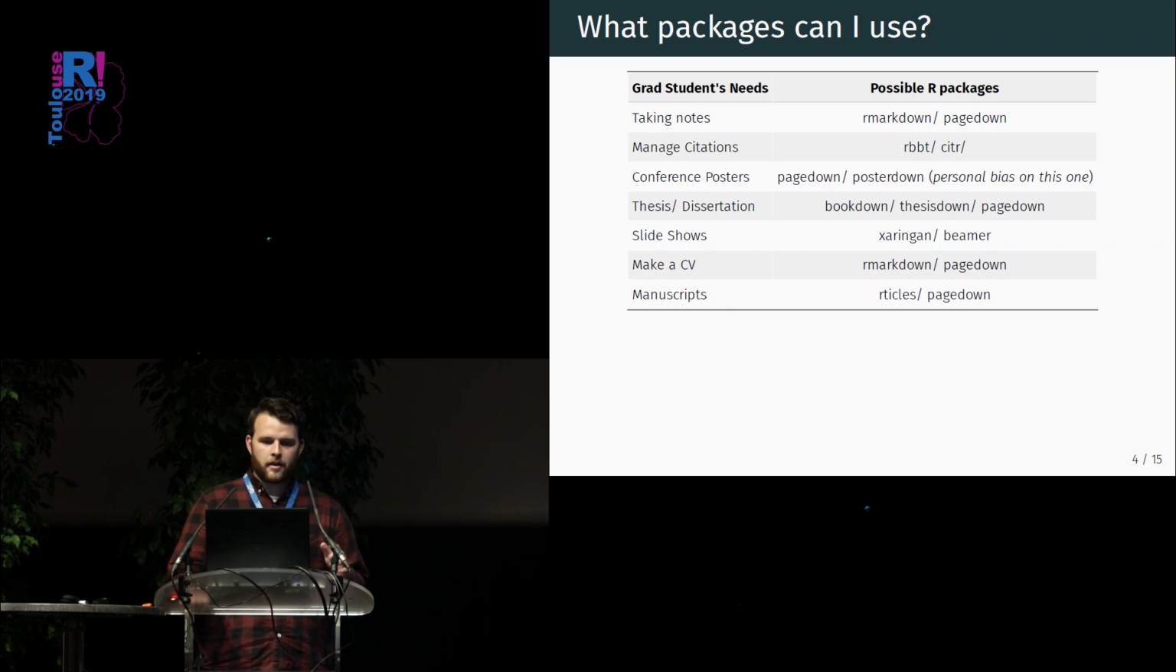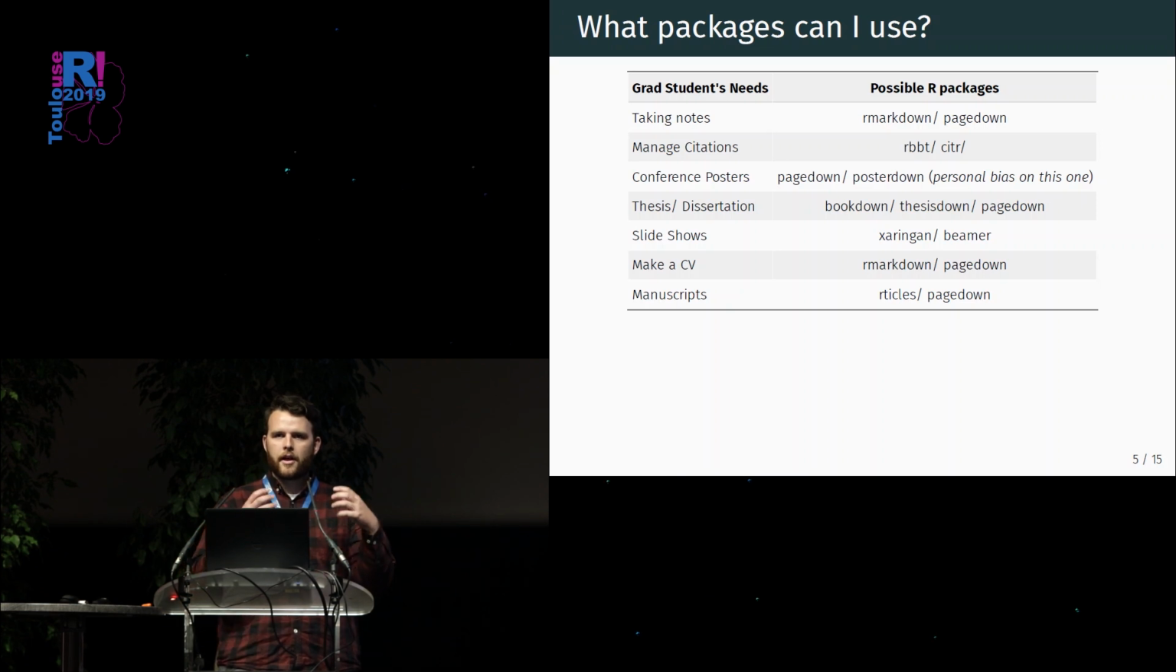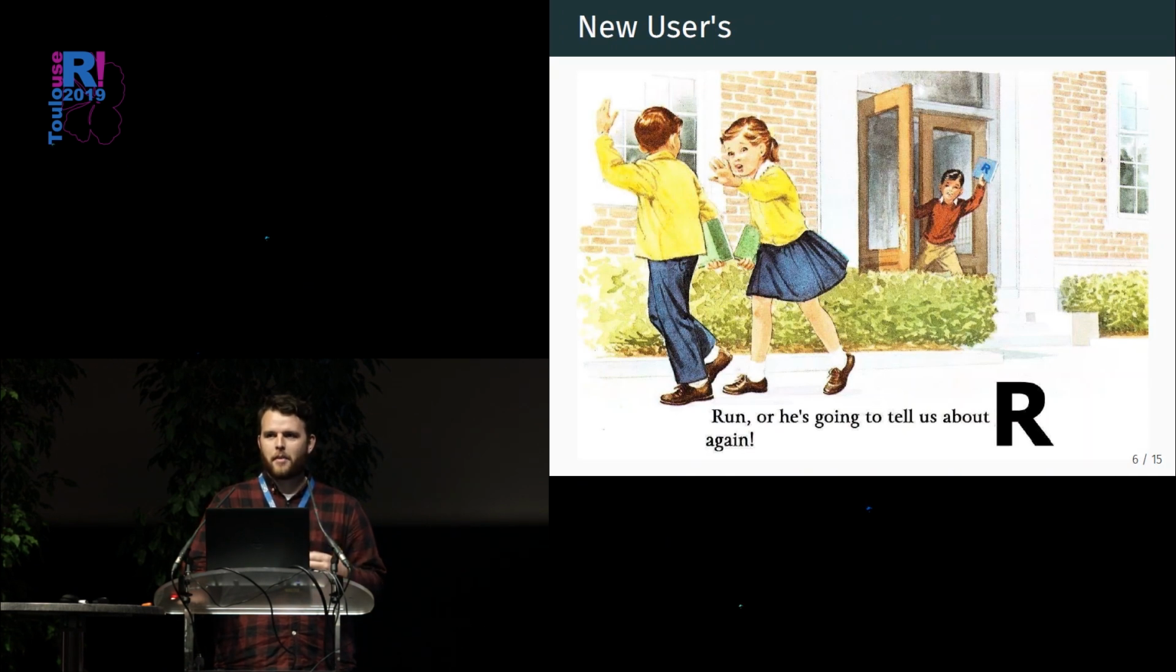The one that I'll highlight, if you look at conference posters, is Poster Down. I'm biased towards that because it's the one that I made. I made it mostly because I wanted to take my already written R Markdown document, which was vanilla Markdown formatted, and just produce a poster without having to change any syntax whatsoever. I learned quite a bit from making that package, including how to share what I've done with my colleagues.